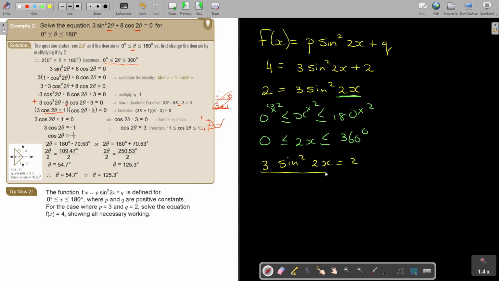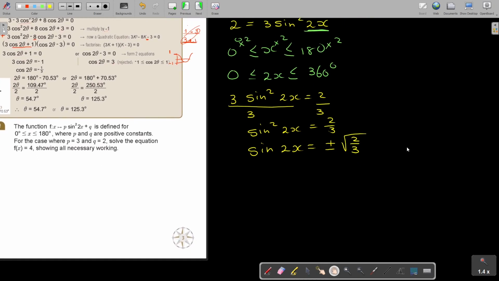Then I divide by 3, I divide by 3. So I get sin squared 2x equals 2 over 3. Now to get rid of the square, I take the square root. So it's sin 2x equals plus or minus the square root of 2 over 3, and don't forget your plus minus. Okay, so I have two options. My one option is sin 2x equals the positive square root of 2 over 3, or sin 2x equals the negative square root of 2 over 3.